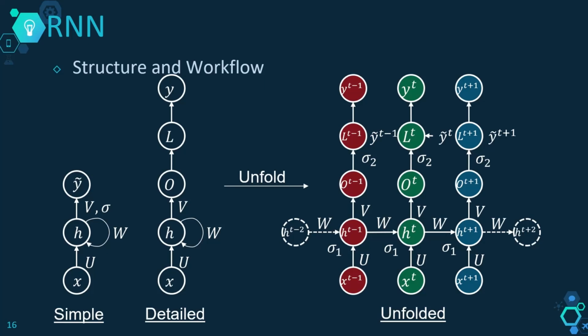So we get output, and with the output we need to get the loss function. So we expand it a little bit. The loss function is obtained by comparing the true label and the predicted label.